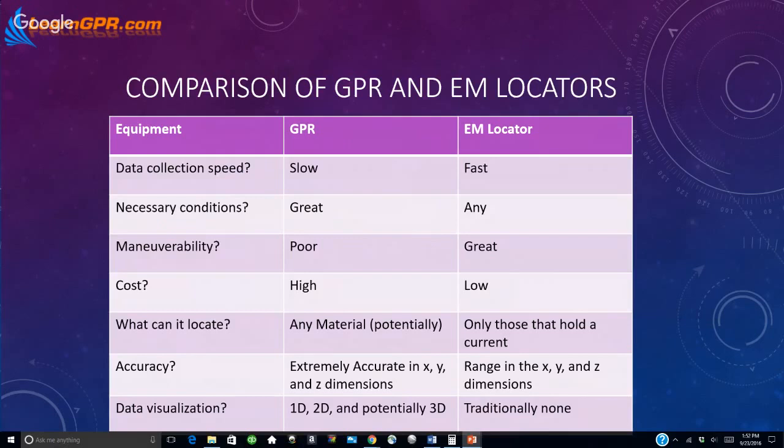With EM locators, you get a range. You get a range of X, Y, and Z dimensions. So that's one of the limitations of EM locators.